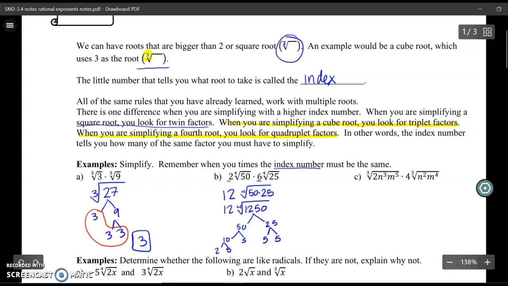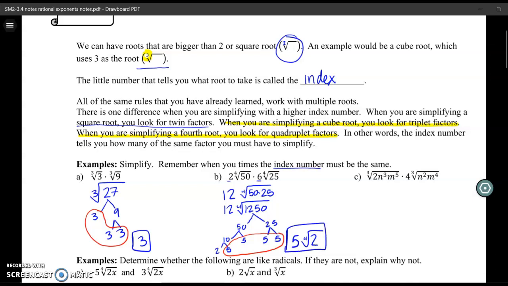So now, since I'm dealing with the index of 4, I'm looking for groups of 4. I see a group of 4 5's. So the 5 gets to come out of the radical, and then I have to leave the 2 in there. So 5, 4th root of 2 would be our final answer with that one.